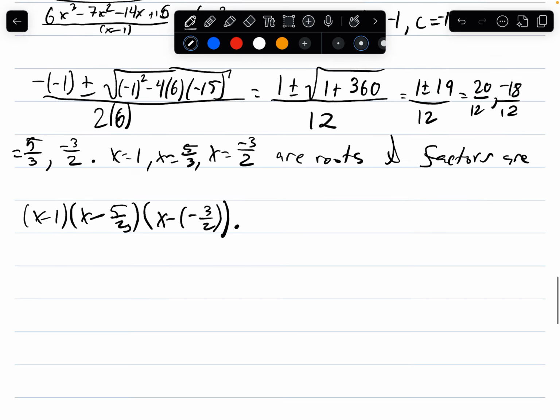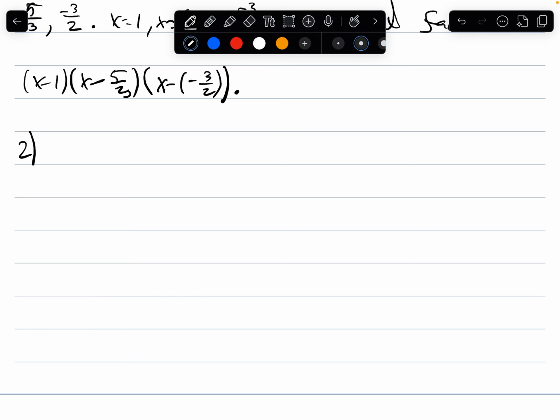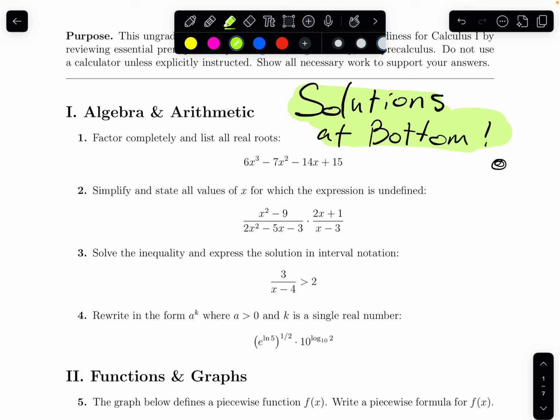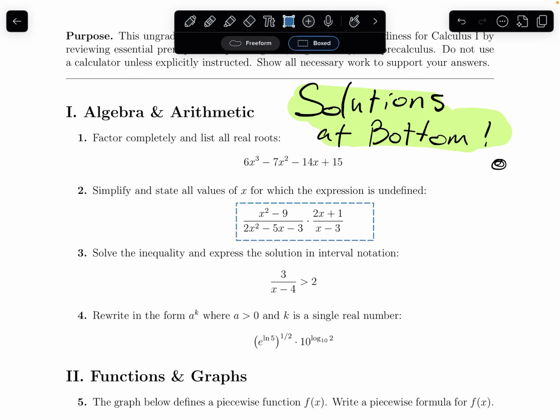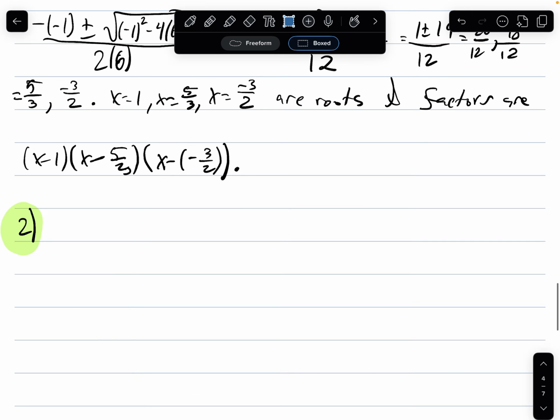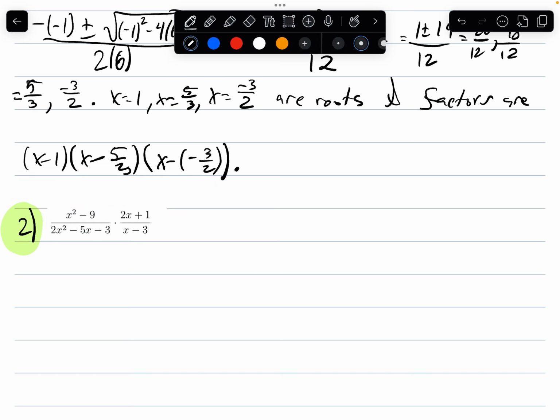Okay, so now we can go on to number 2. Number 2 says, simplify this expression and state all the values that it's undefined. So I can copy that, paste, and we can simplify now. So on the top there, on the left-hand side I have a difference of squares. I can write that as x minus 3, x plus 3 over, I'll deal with the rest in a second, 2x plus 1, x minus 3.